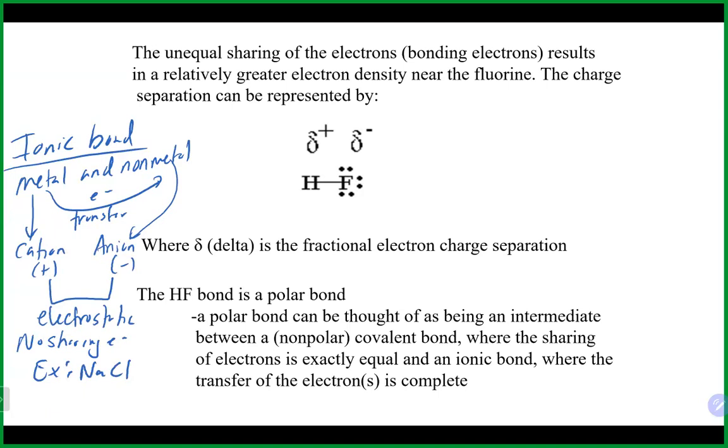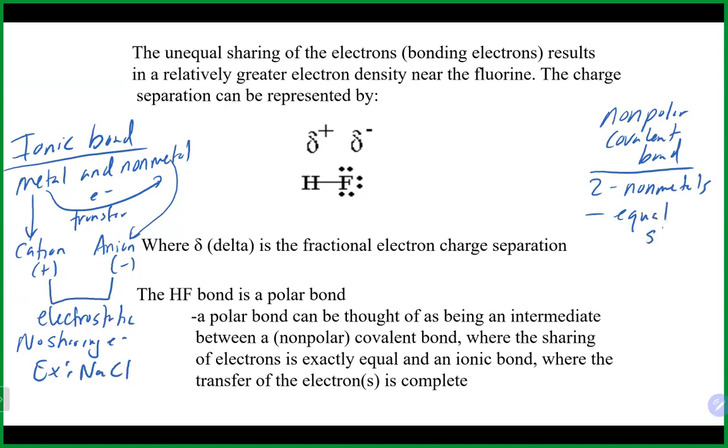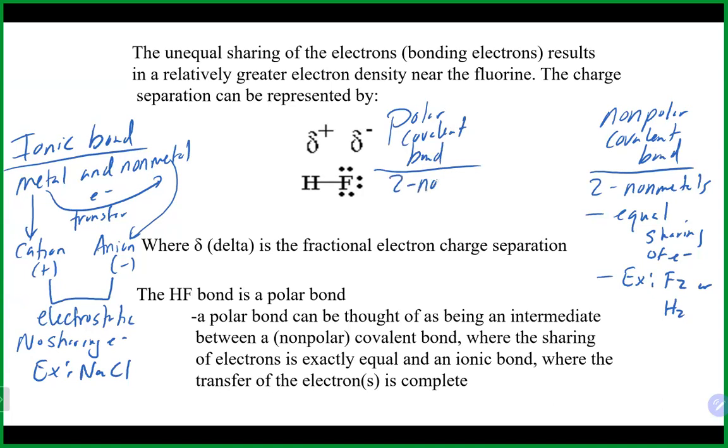On the other end of the extreme, we have a non-polar covalent bond, or just a non-polar bond. That's between two nonmetals. That is equal sharing of electrons. And an example would be something like our F2, our H2 that we saw along the way. And in the middle there, we have a polar covalent bond, which is also between two nonmetals. And it is unequal sharing of electrons. And an example obviously would be this guy right here, our HF, which gives us a positive side and a negative side.